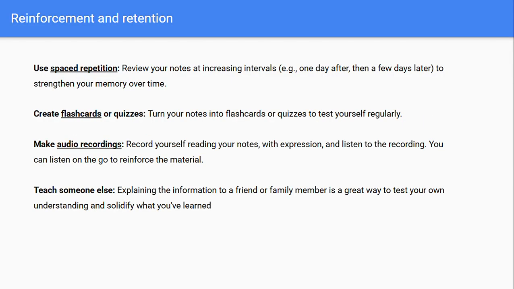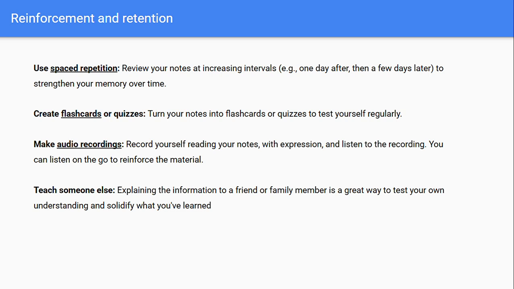Reinforcement and retention. One way to do this is use spaced repetition. You will review your notes at increasing intervals. Example being a day after, then maybe 3 days after that, and then increase the interval each time you go to do it. And it's going to strengthen your memory over time.